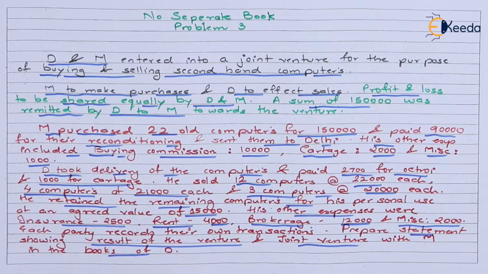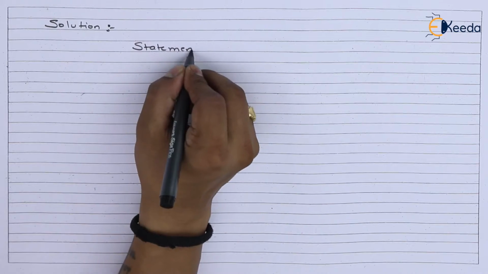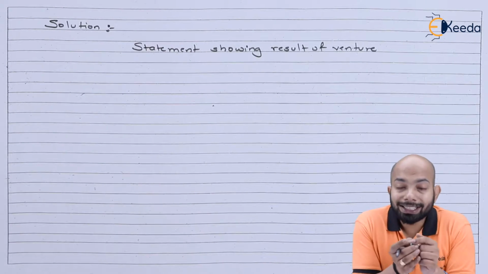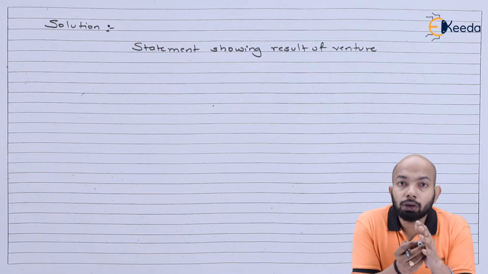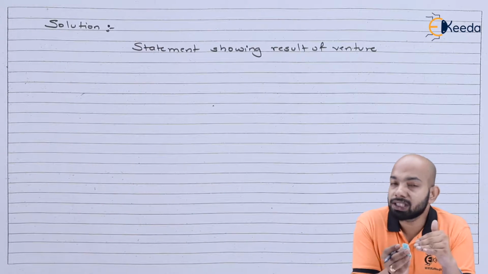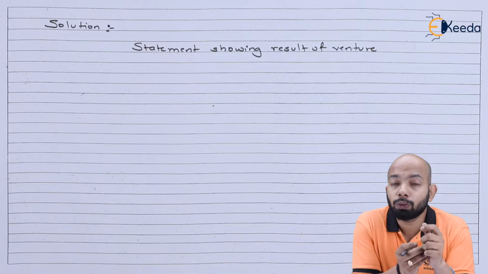So the difference in this question is that we have to show a statement of the final effect of the venture. That means we have to show the actual calculation of what has happened. So let's figure out what we have here. Basically we have to figure out whether there is profit or loss. That means we need to have the sales amount first, then the expenses will be subtracted from there, and whatever balance is left will be the profit here. So let's check out what exactly it is.